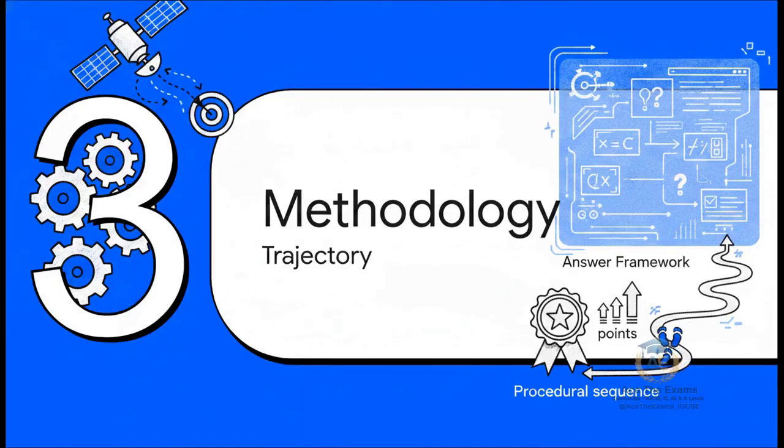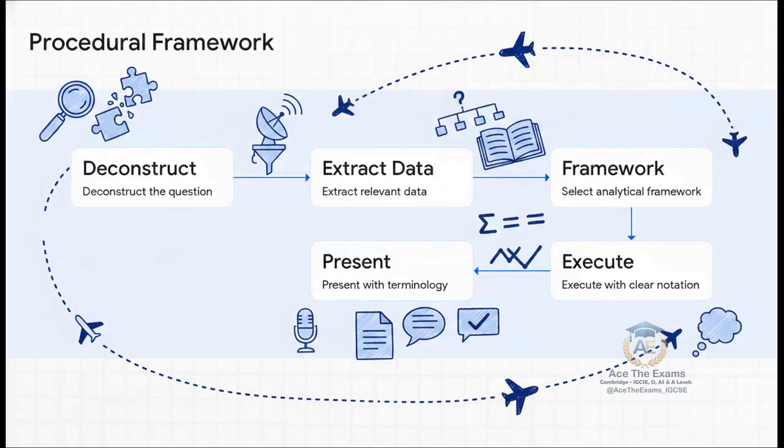Section 3, Trajectory, Technical Methodology. Time to lock in our flight path. With our data telemetry successfully locked, we need to map out our answer framework on our console overlay to execute what I call the method mark strategy. This is a standardized 5-step procedural framework designed to guarantee you pick up every single method mark along your flight path. Step 1, deconstruct the question completely.